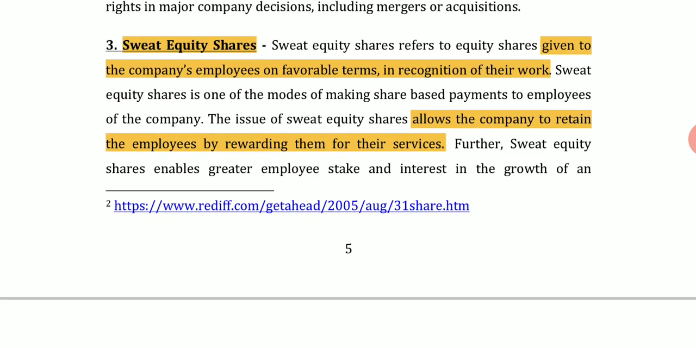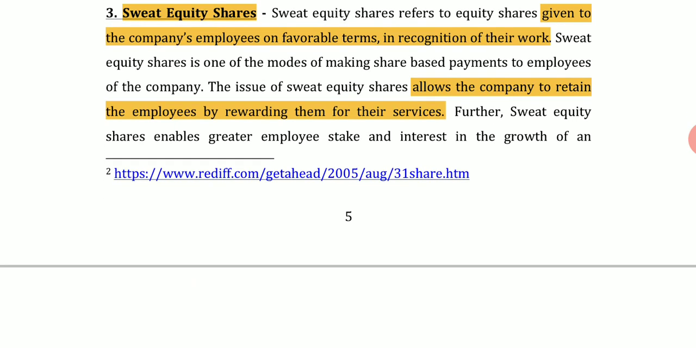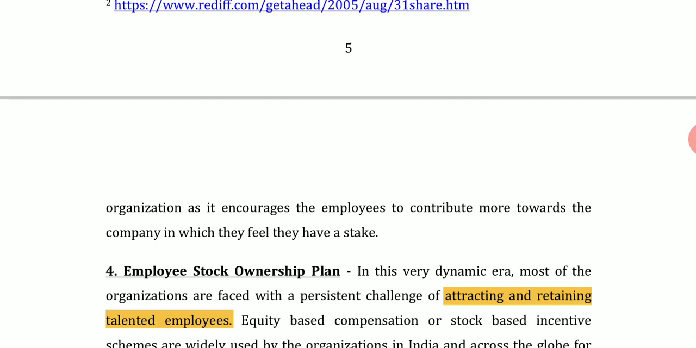But one thing that needs to be explained here is the difference between sweat equity shares and the employee stock ownership plan. Sweat equity shares are given to the company's employees on favorable terms in recognition of their work, and it allows the company to retain the employees by rewarding them for their services. Like the word itself suggests, sweat, it is a reward for the employee's hard work. This is different from the stock ownership plan because that need not be to retain an employee. It is basically to hire an employee and then as a regular remuneration given as an appraisal or raise. So in philosophical terms, it is different from the optional stock ownership plan.